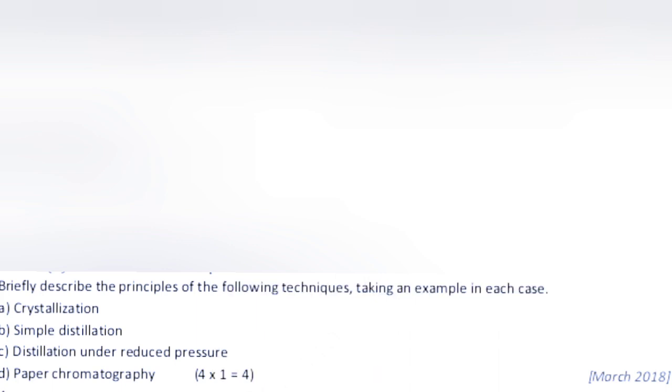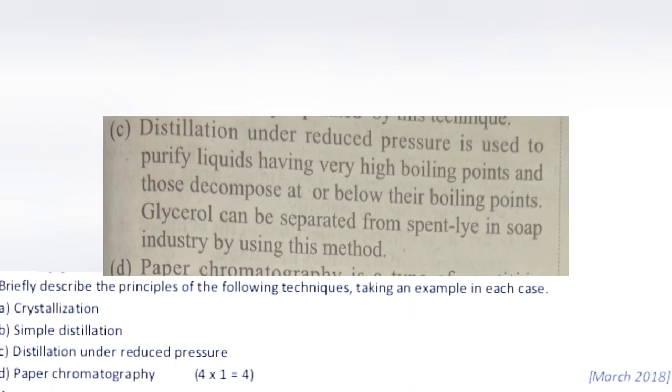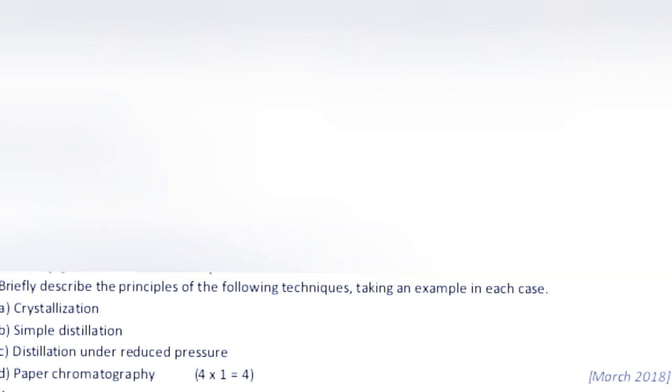C. Distillation under reduced pressure. Answer: distillation under reduced pressure is used to purify liquids having very high boiling points and those that decompose at or below their boiling points. Example: glycerol can be separated from spent lye in the soap industry by using this method.